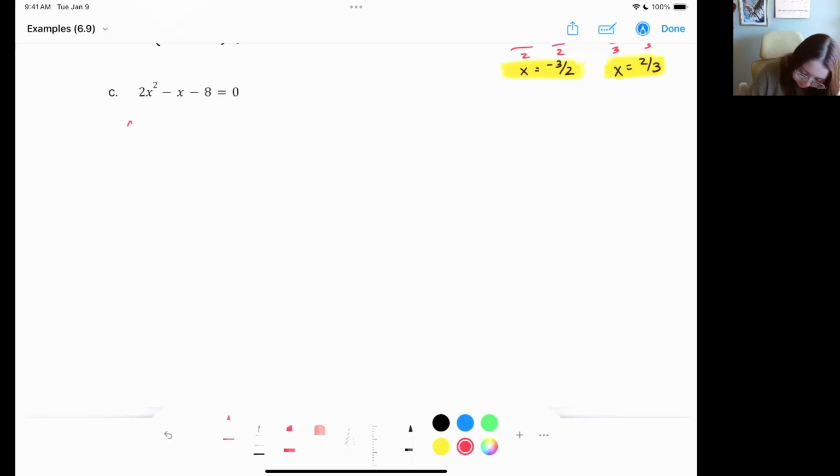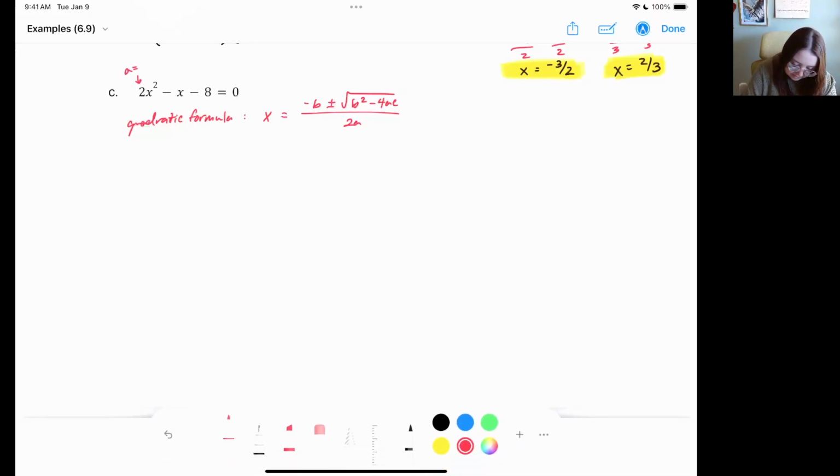So the quadratic formula, if I can spell it right, quadratic formula is x is equal to negative b plus or minus the square root of b squared minus 4ac all divided by 2a, where the a, b, and c come from our quadratic equation.